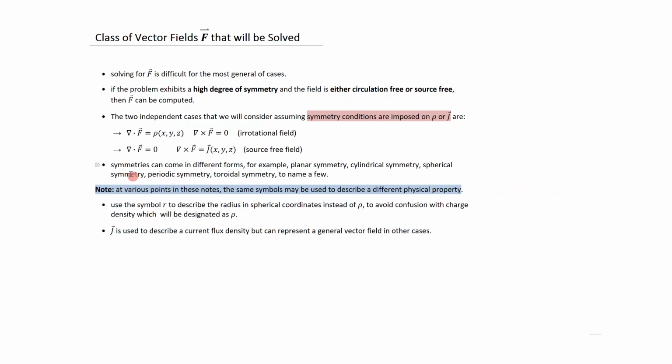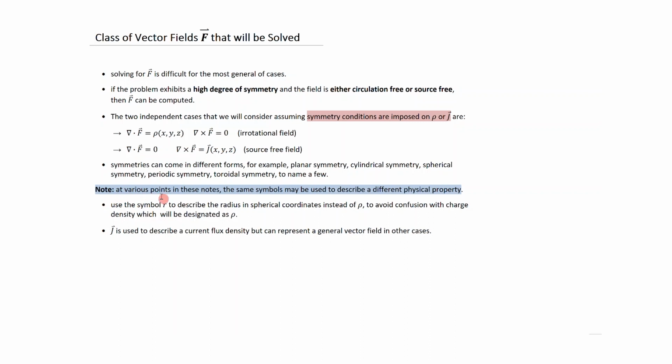The symmetries that we'd be looking at typically come in different forms. So for example, planar symmetry, cylindrical symmetry, circle symmetry, periodic symmetry, toroidal symmetry, to name a few. There are all sorts of symmetries you can consider, but we're going to take the simplest classes.